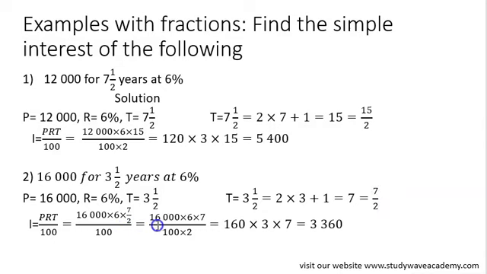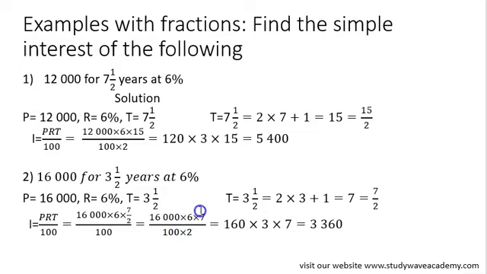Then it will be equal to 16,000 times 6 times 7 over 100 times 2. This is the right way of writing it. You don't write it like this, you write it like this. The 2 goes over. Okay, now we are going to look for numbers that can cancel. Then we cancel and we'll get our answer.